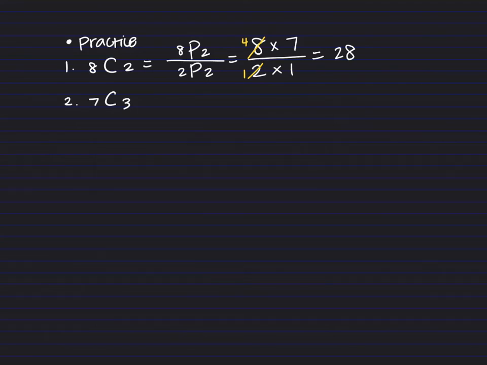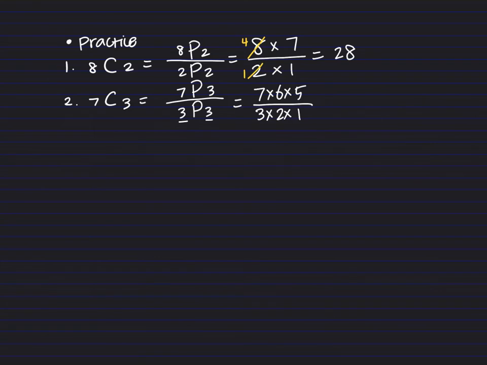My second one is going to be 7 combination 3. So again, I'm going to set up the equation with 2 P's, 2 permutations on the top and the bottom. And I'm going to have 7 permutation 3 on the top, and then 3 over 3 and 3 on each side of the P. My top numbers are going to be 7 times 6 times 5, because that's the number of permutations you're going to have. And then you're going to put 3 times 2 times 1 because you're going to have 3 and 3 permutation 3. So you're going to have an equation like this.